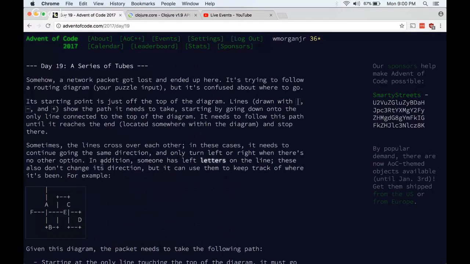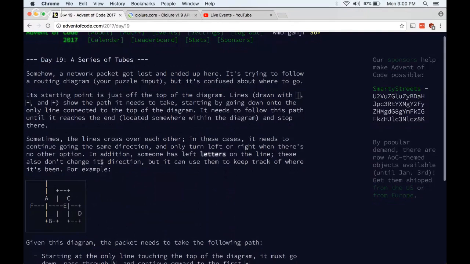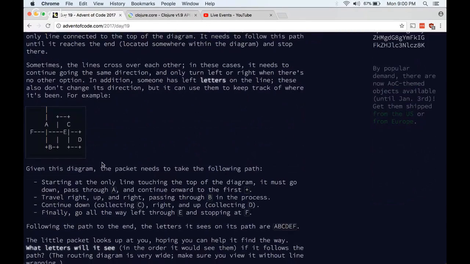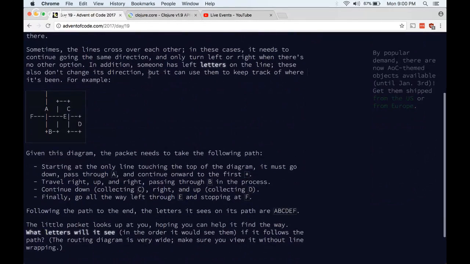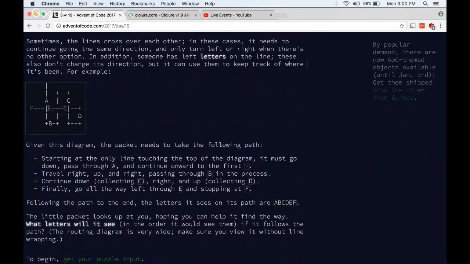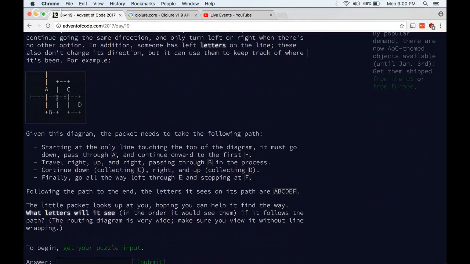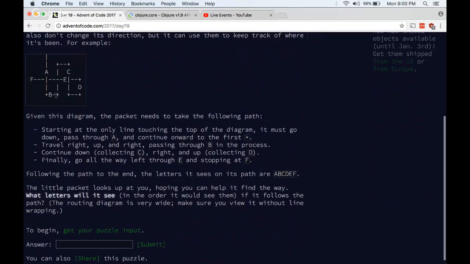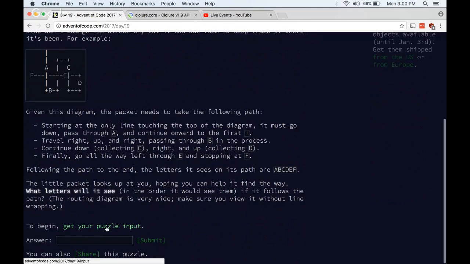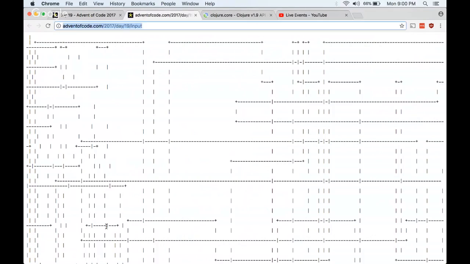Network packet got lost. Starting point. Sometimes the lines cross. Follow a path. It needs to continue and only when there's no other option. Okay. Someone has left letters. Given this diagram, needs to start up here, pass through A, continue on straight to the first plus, then right up, okay, pass through the B. Okay, collect the C. Okay, finally go all the way, following the path to the end. What letters will it see? Oh, okay. All right, so this seems pretty interesting.